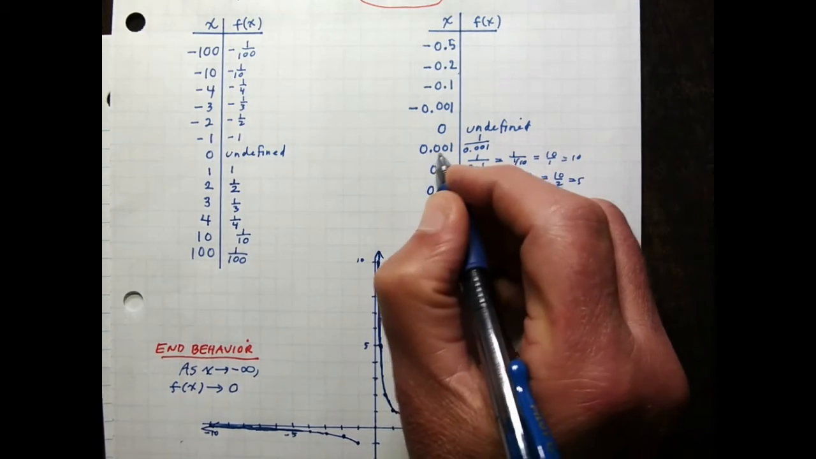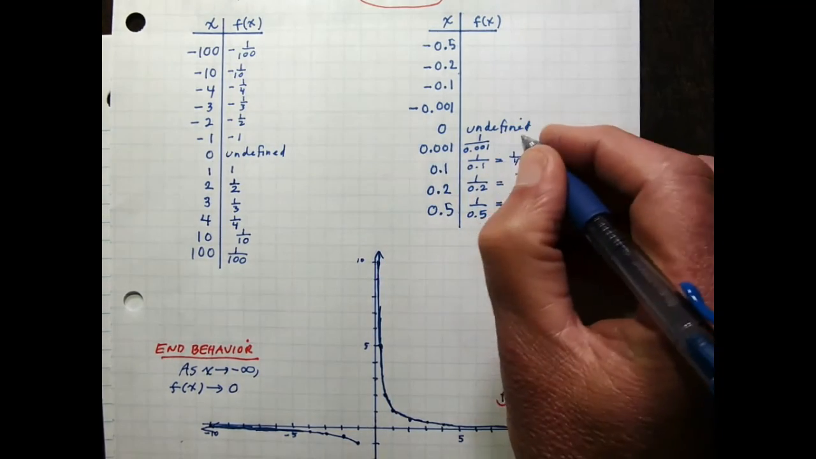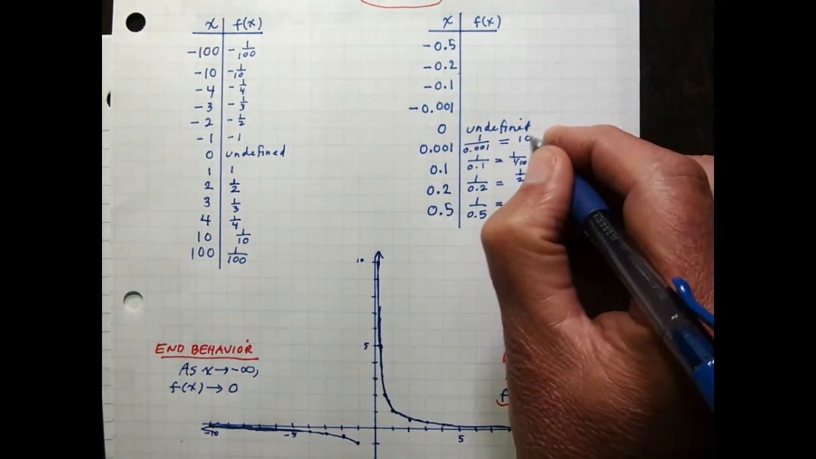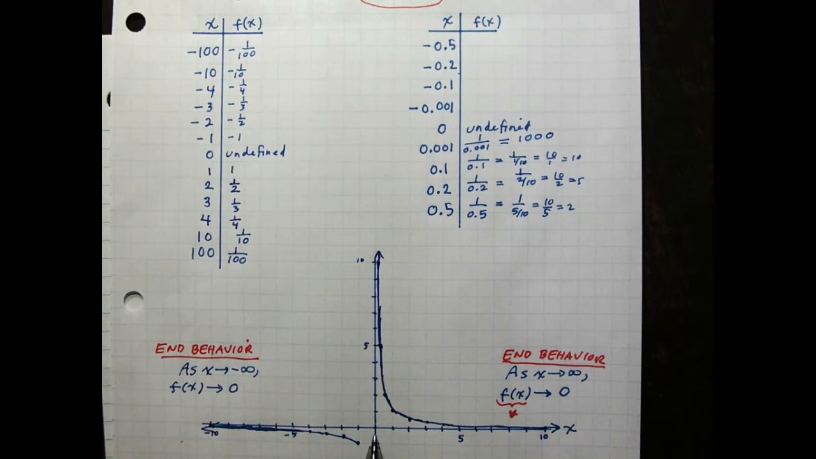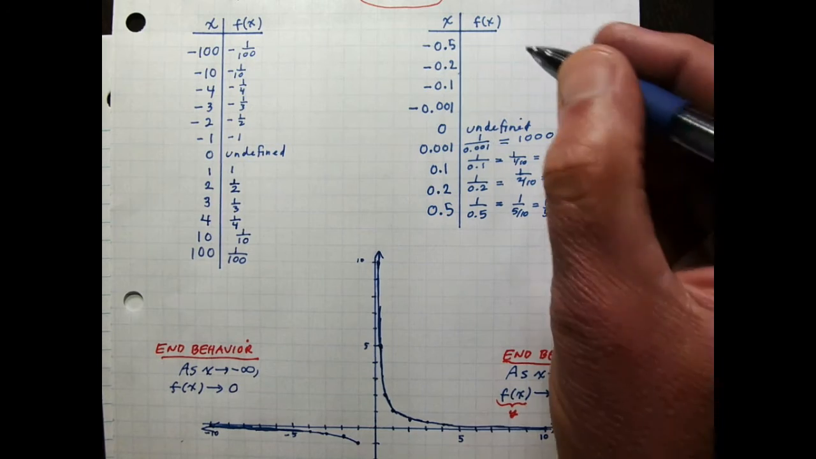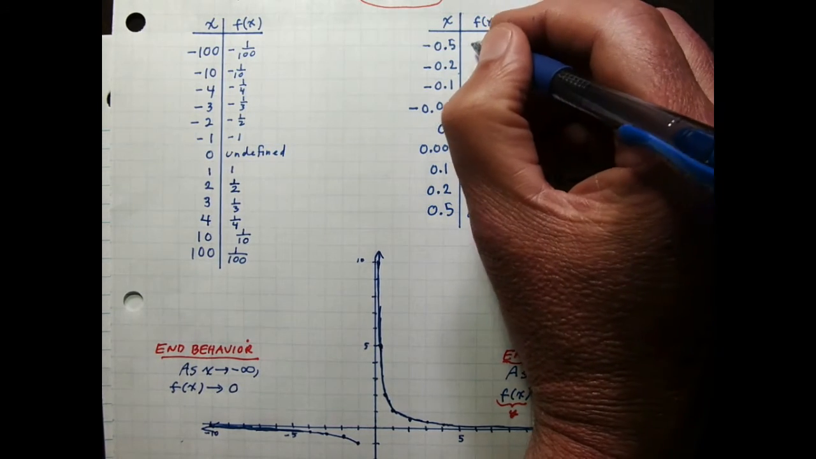Let's see, 1 over 1,000th, if you figure that, that's going to be 1,000. So as I get closer to 0 on the x-axis, my y values are getting huge, right? And now what about the negative direction?